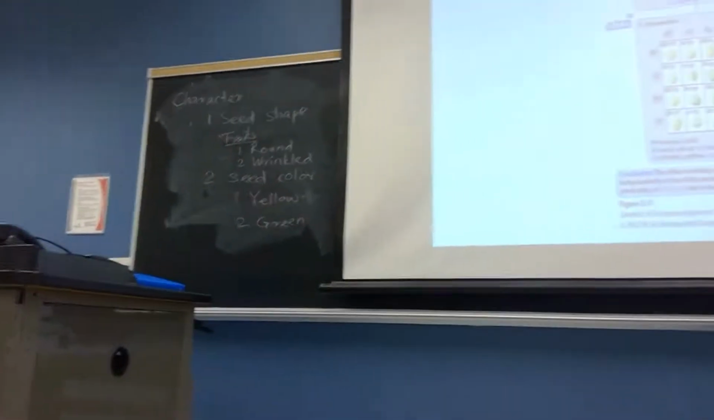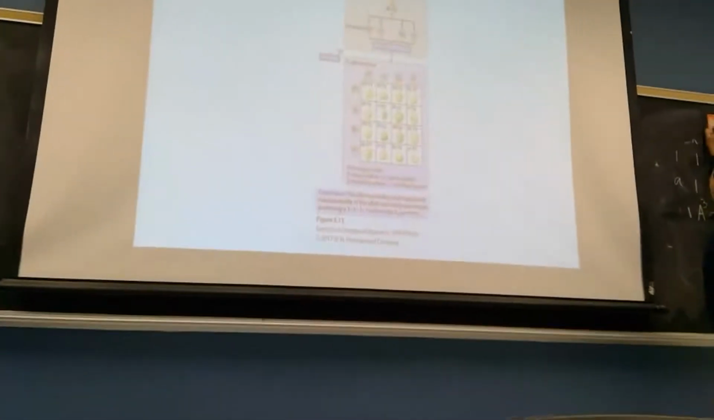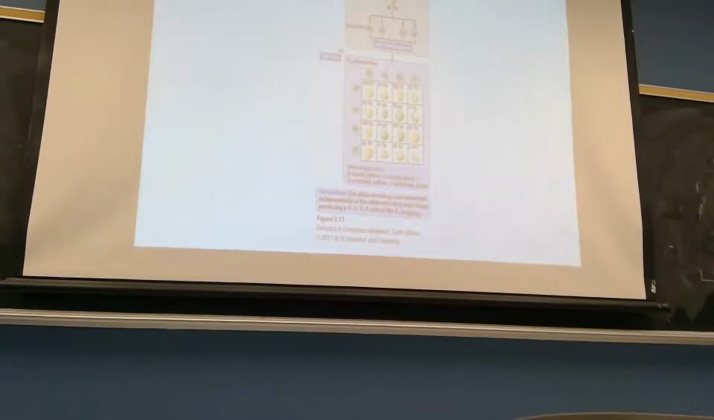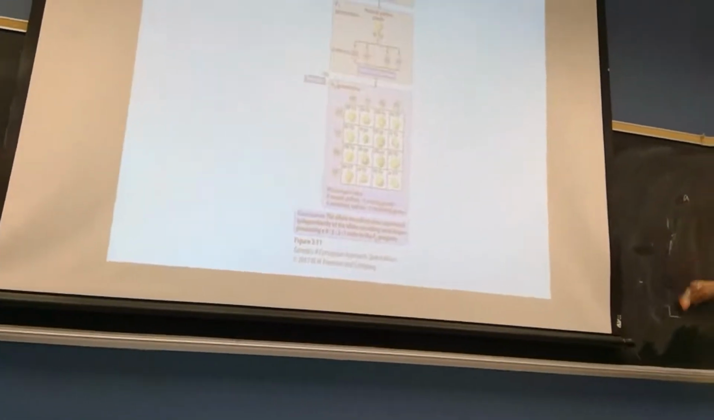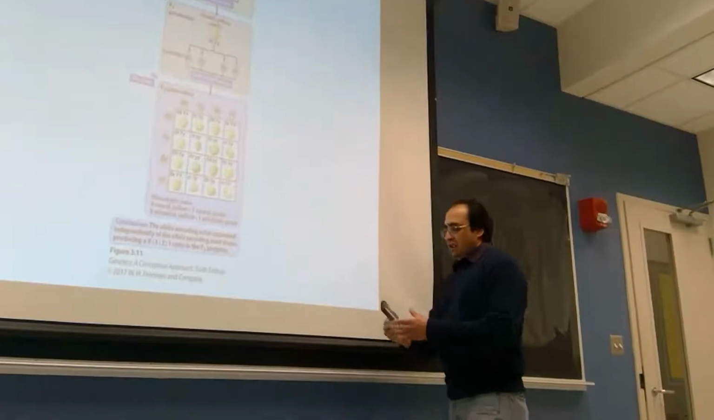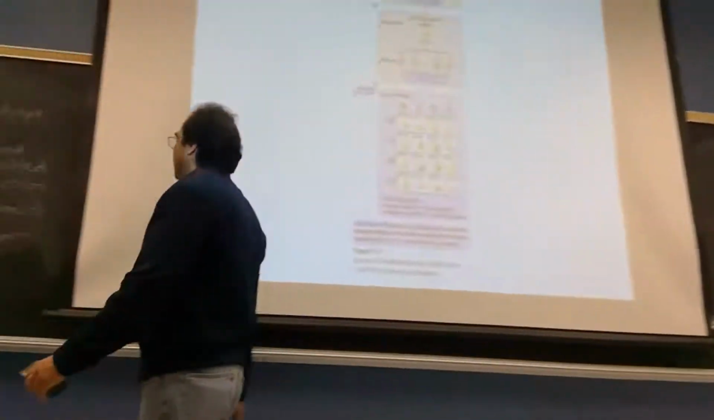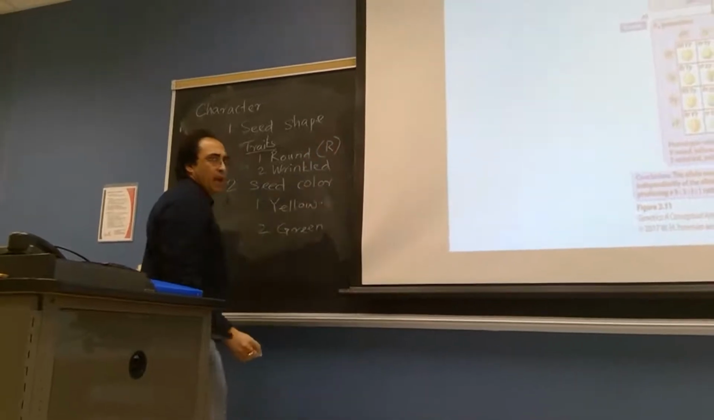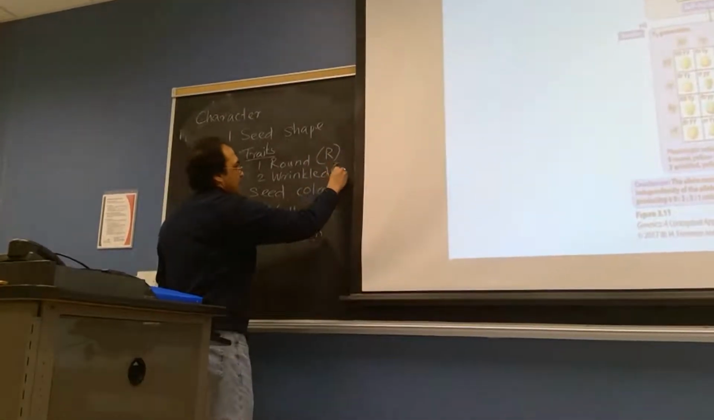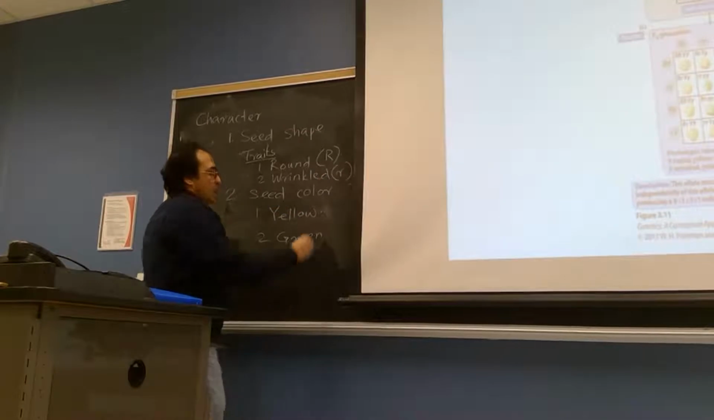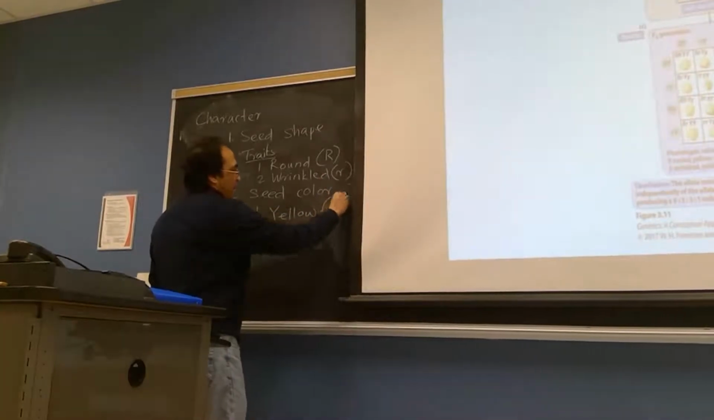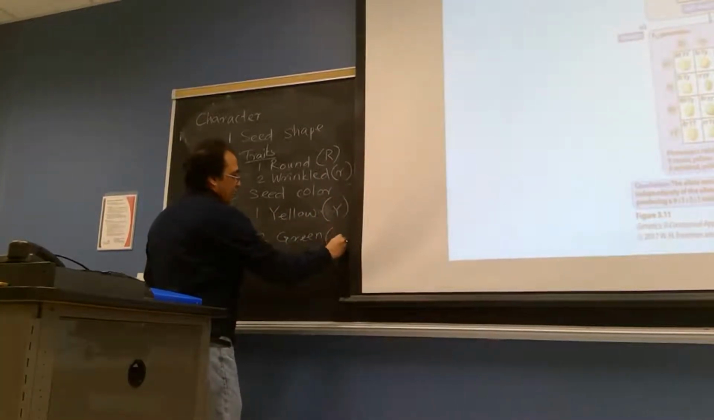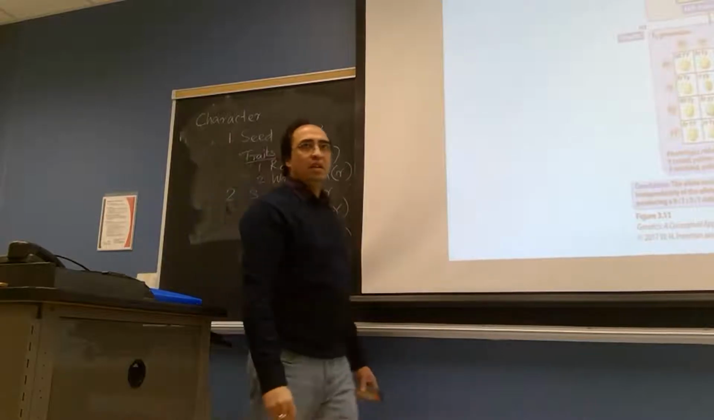According to this one, we are taking round yellow seed in the first. Okay. Now take the genes also. Round is dominant over wrinkled, so we are taking capital R. Wrinkled is recessive, so smaller. Yellow is dominant, capital Y. Green is recessive, small y. Okay.